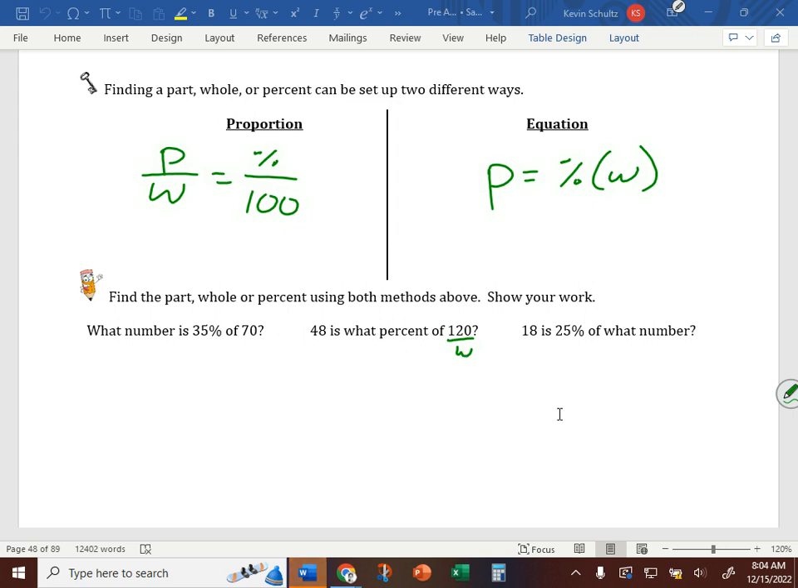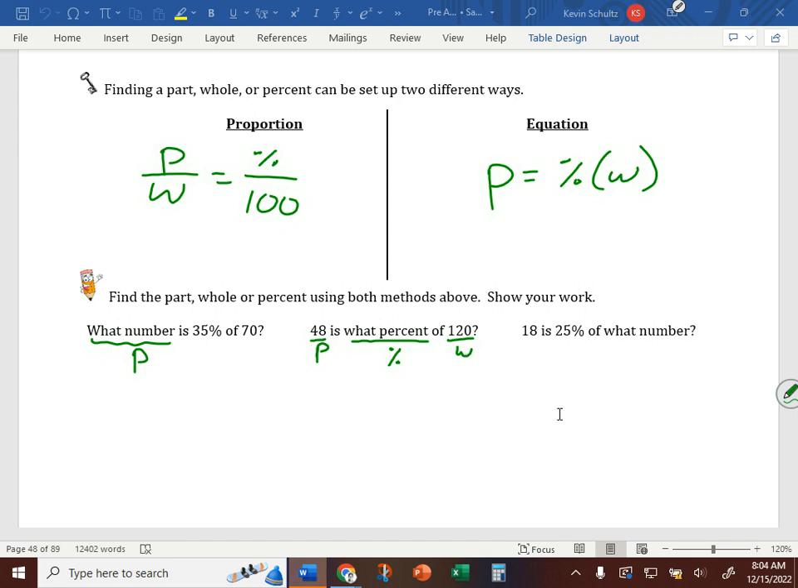Josie. Okay, what percent is the percent, right? And this time, the percent is what we don't know. In the first one, we were solving for the part. Now we're solving for the percentage, which means we have to know the whole, and we have to know the part. Well, we already said what the whole is, which means the part has got to be the other one, the 48.